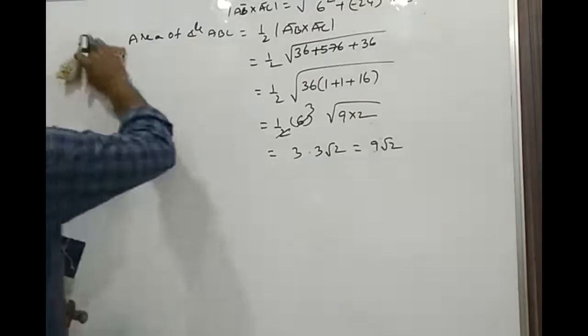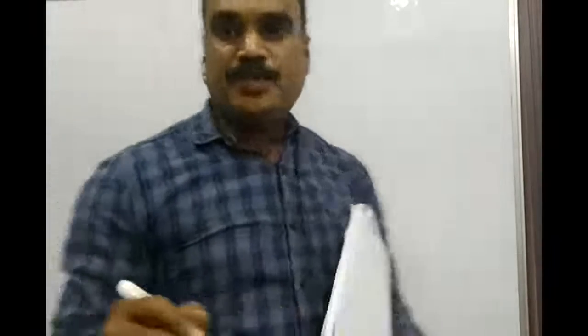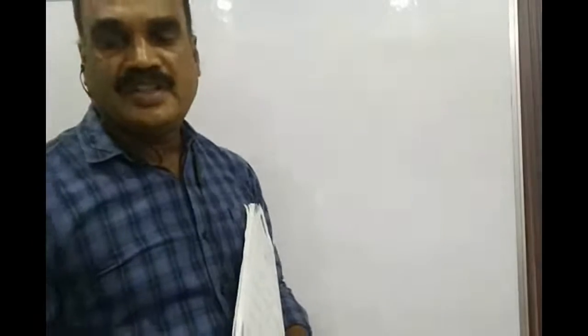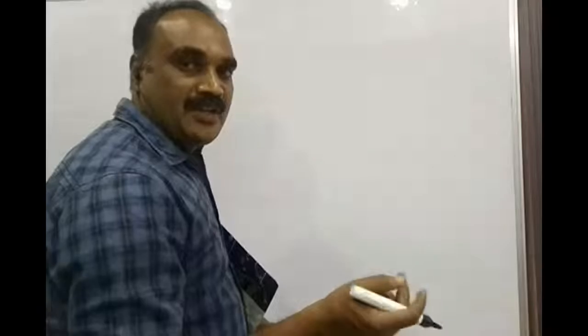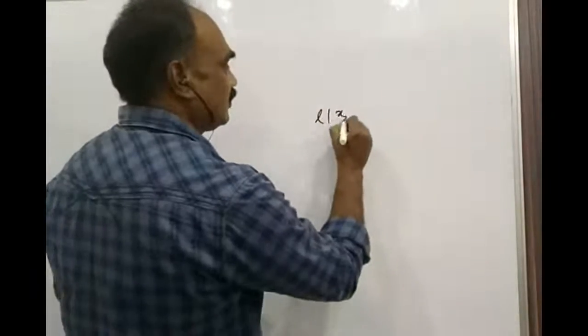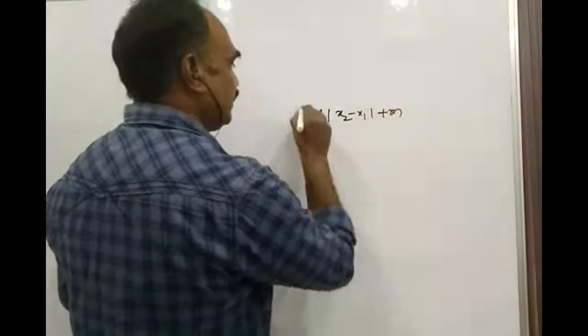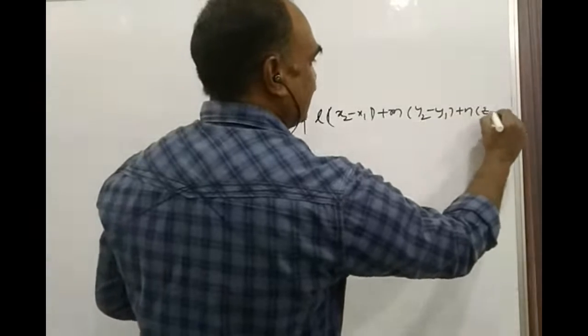Okay, so next problem. Friends, in a previous class, the projection of the line AB on the line whose direction cosines are l, m, n. What is the formula, friends? The projection of AB on the line whose direction cosines are l, m, n is the modulus of l into x2 minus x1 plus m into y2 minus y1 plus n into z2 minus z1.